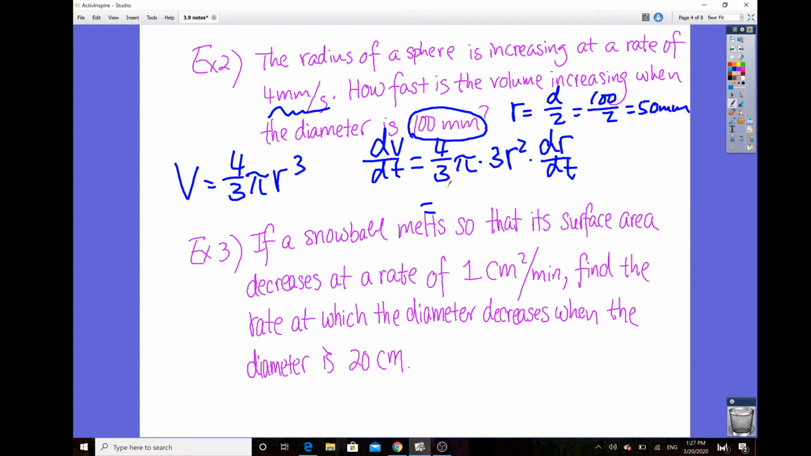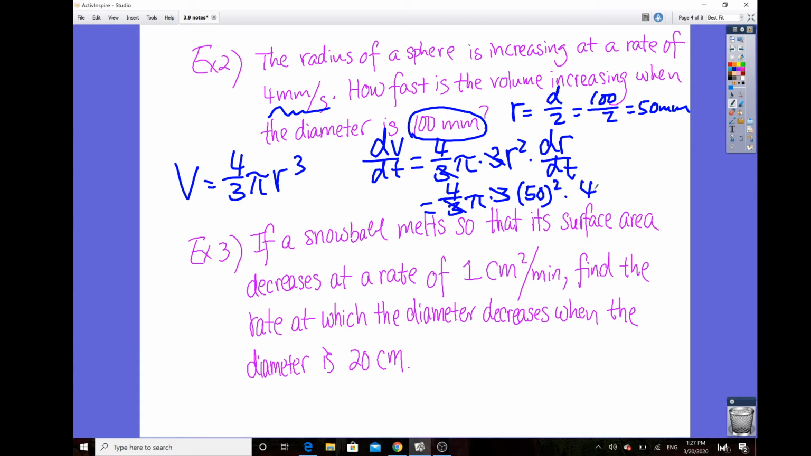And then basically we just plug in the numbers. So 4/3 pi times 3. The 3 and the 3 cross cancel. And then the radius we have is 50, quantity squared. And dr over dt is 4 millimeter per second. So basically we just multiply those numbers. Let's see what I find on the calculator. So we got 4 times 4, which is 16. 16 times 50 squared.